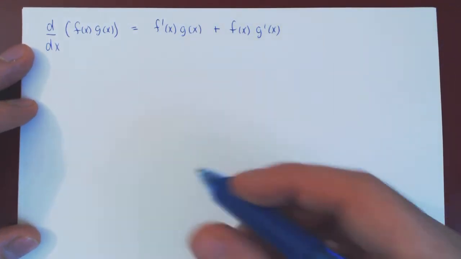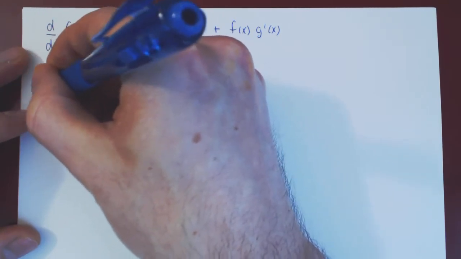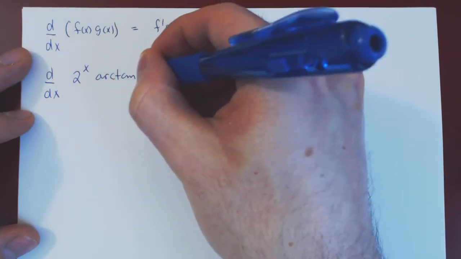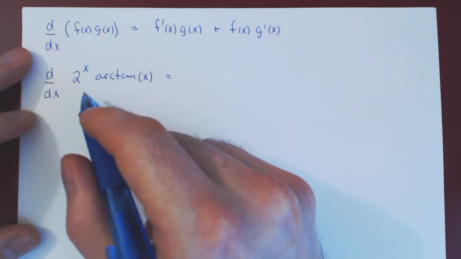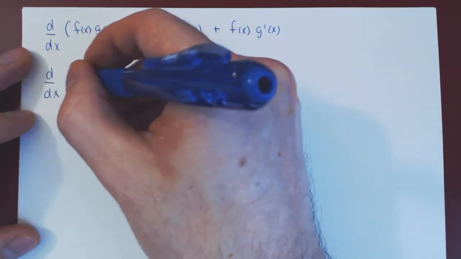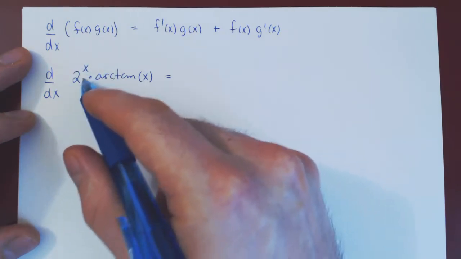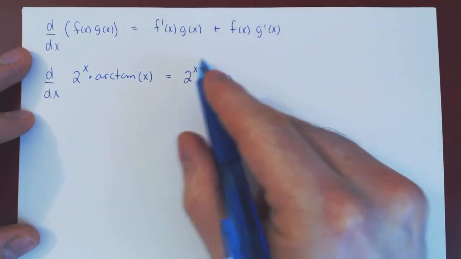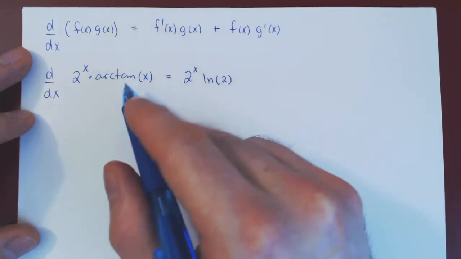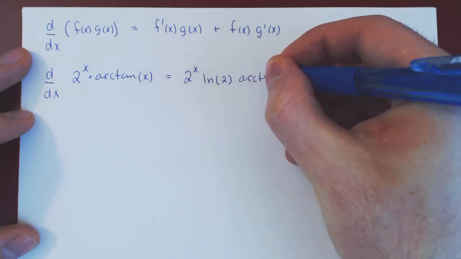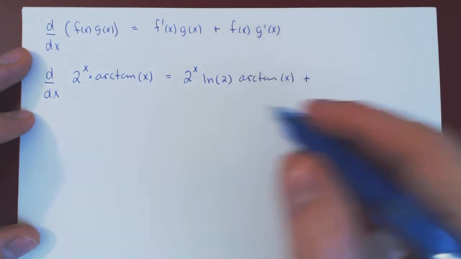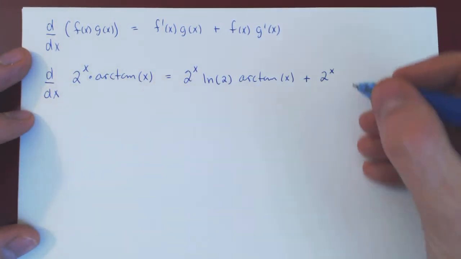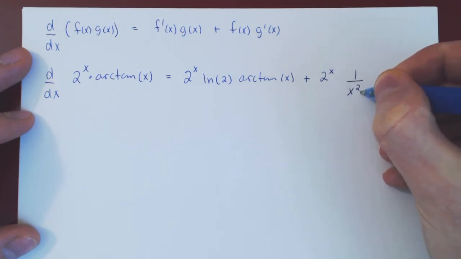Let's consider now some examples. So what about the derivative of 2 to the x arctan of x? So we clearly have a product between 2 to the x and arctangent of x. So we apply the product rule. Derivative of the first function, 2 to the x, remember, ln of the base. This is the derivative of 2 to the x times the second function, arctan of x. Plus now, the first function 2 to the x times the derivative of arctangent of x, if you remember, is 1 over x squared plus 1.